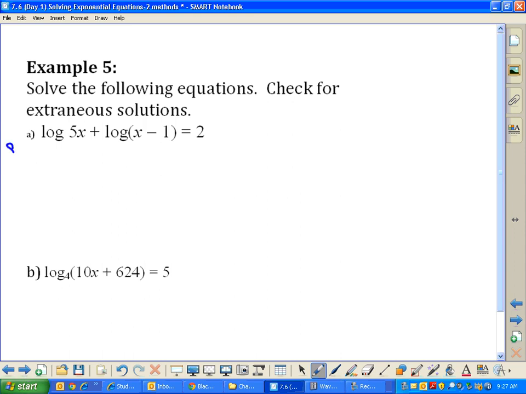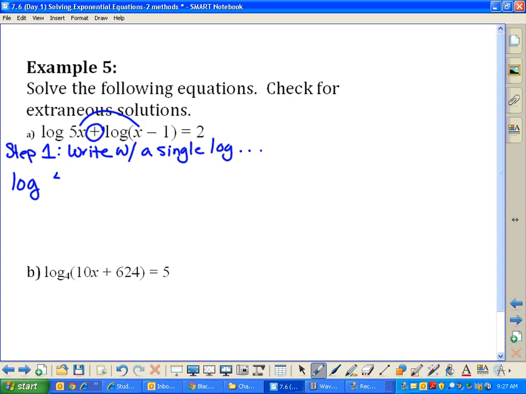So again, step 1 is to write the problem as a single logarithm. So that left side of the equal sign, I'm going to condense those 2 logarithms down to 1 logarithm. I see a plus sign in between. Can anybody tell me if I should use the product, quotient, or power property? What do you think, Victoria? Product, very good. When you see a plus sign, you're going to multiply those things together like that. So we have log 5x times x minus 1, and that's equal to 2.